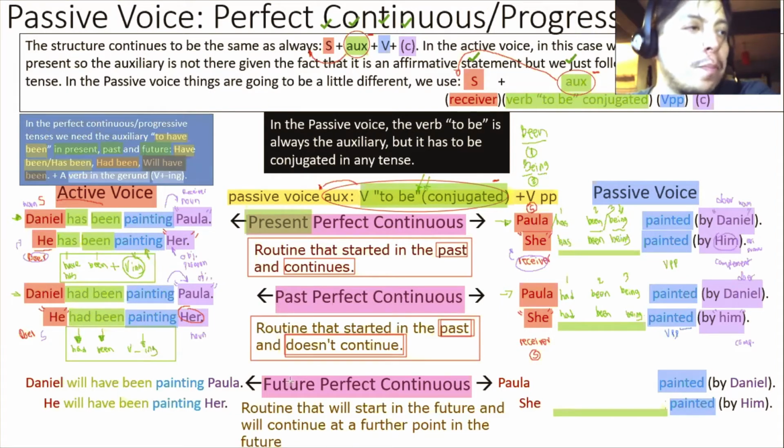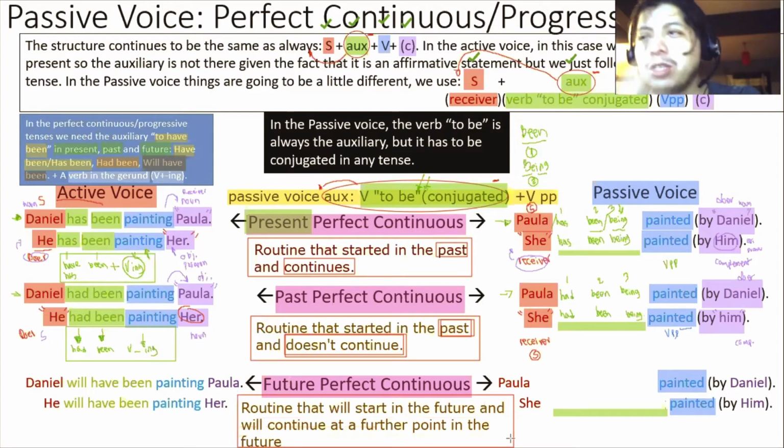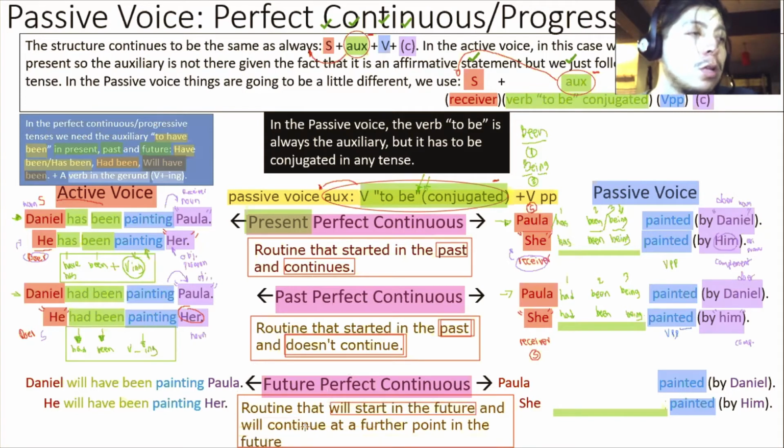the future perfect continuous? When do we use the future perfect continuous? Here. The future perfect continuous is a routine that will start in the future. This routine hasn't started. I will start taking my classes next week. Right now, I haven't started, okay? This is in the future. Next week, I will start my classes. And this routine will start in the future. It will start in the future. And also, it will continue at a further point in the future.